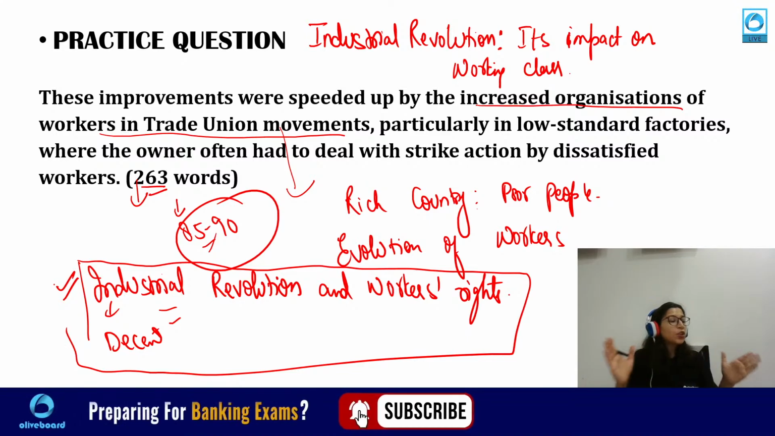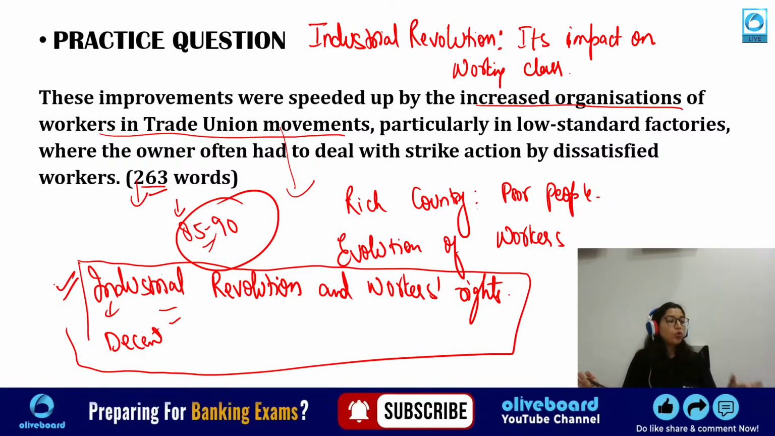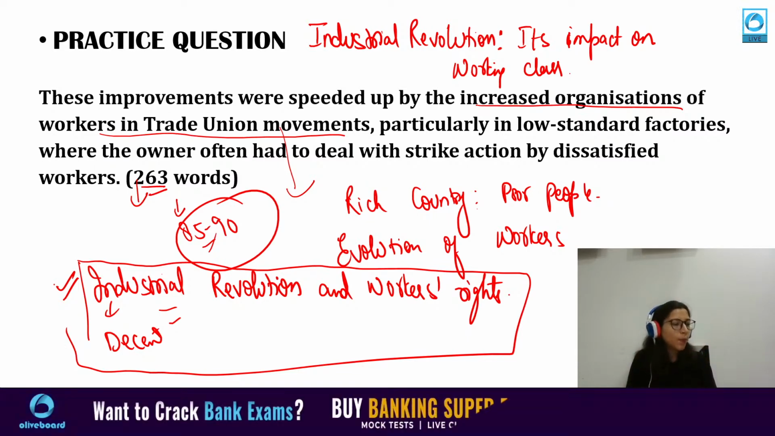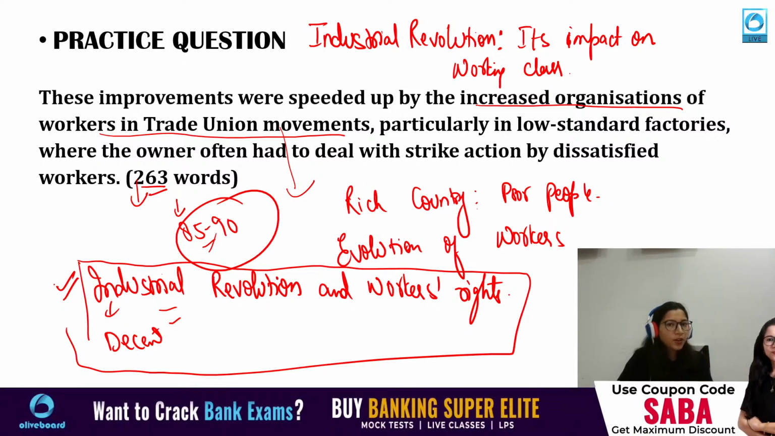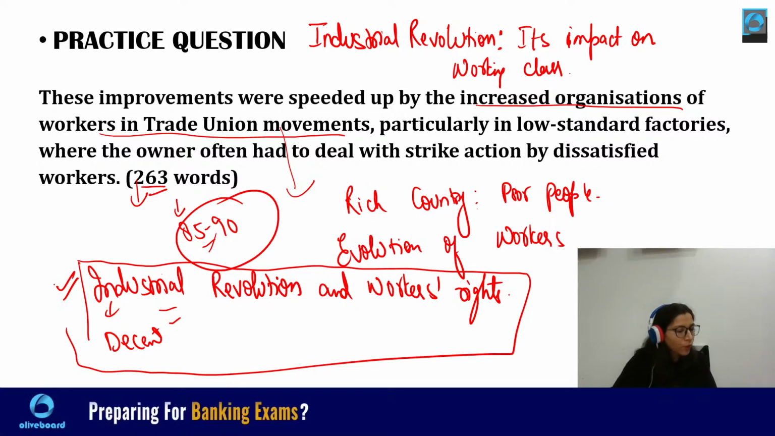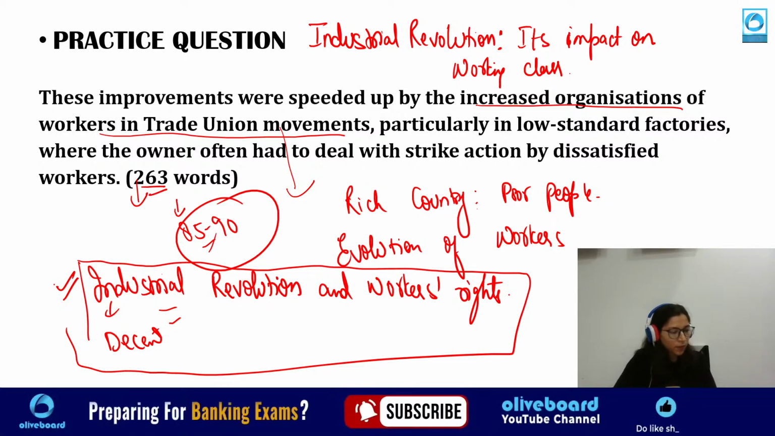Don't write generalized topics that can be used anywhere. Your title should be such that it can sum up what your preface is going to be about, what the passage is about. That should be your title. Clear to you all? Effects of industrial revolution on working class can also be the title.